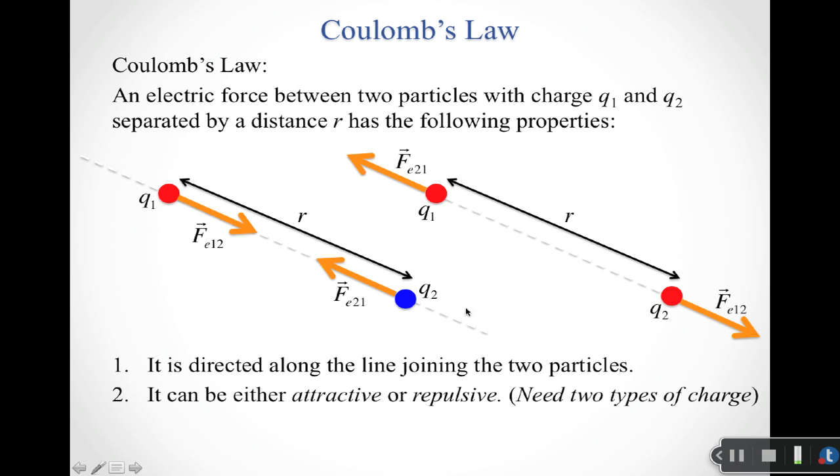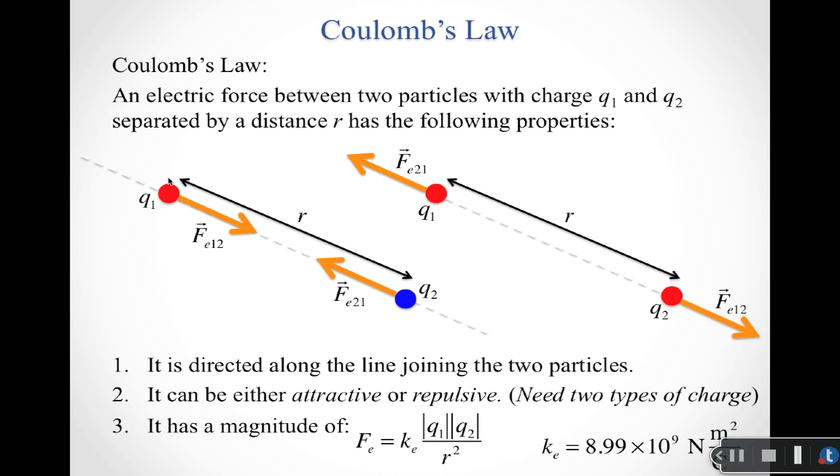Obviously, it can be either attractive or repulsive. And this is why we actually need two different types of charge. We said the gravitational force is always attractive, so we only need one type of mass to explain that, and so that's why we say mass is always positive. But to explain the electric force, because it can be both attractive or repulsive, we need two types of charge, and so we've chosen to call one of them positive charge and the other one negative charge.